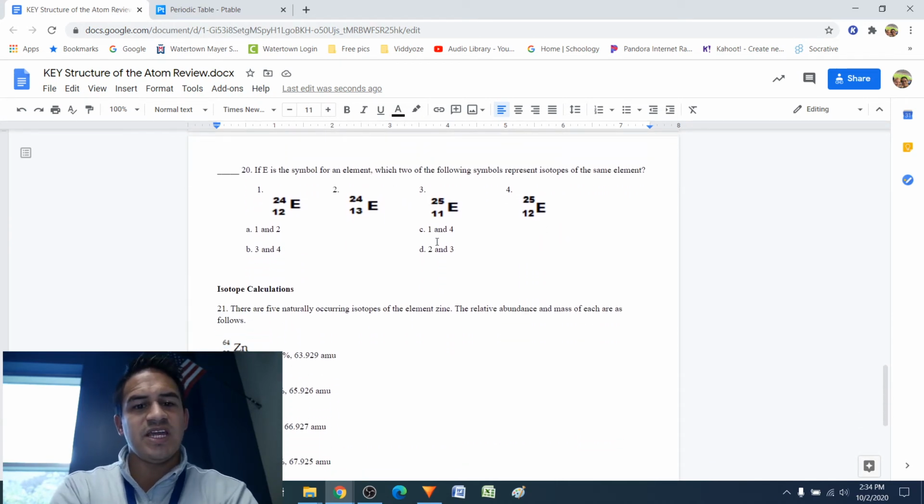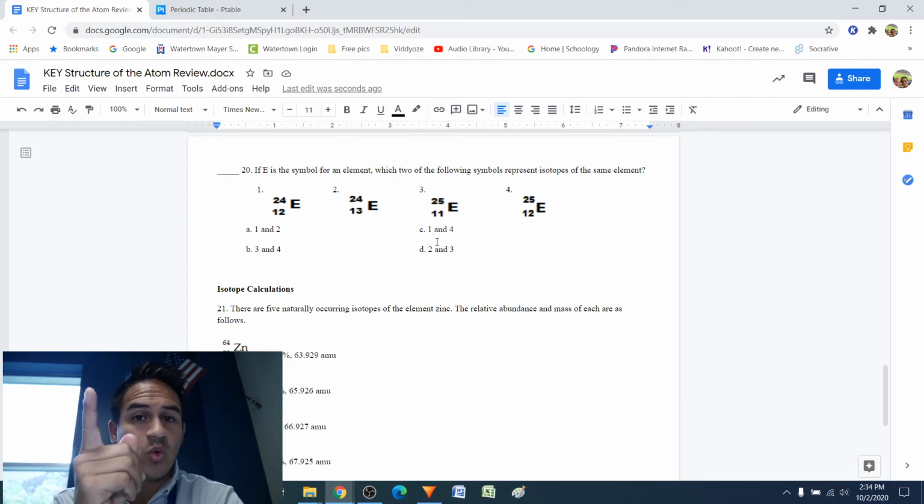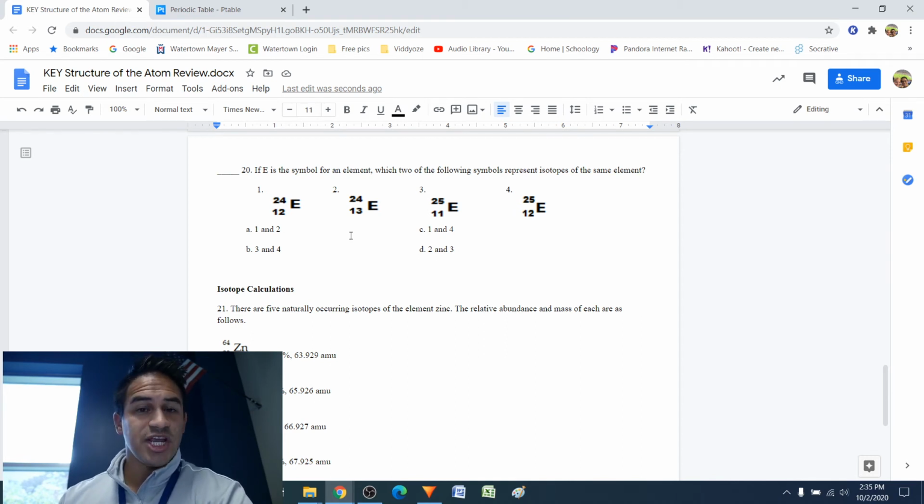All right, number 20. If E is the symbol for an element, which two of the following symbols represent isotopes of the same element? This is isotope notation. When we write isotope notation, there are three things we have. One is the element symbol, in this case the capital E. The second is the mass number, the number up top. That is how massive the atom is, and that number will change. However, the bottom number is the atomic number. That tells you how many protons there are. If it is the same element, that number has to be the same for all isotopes.